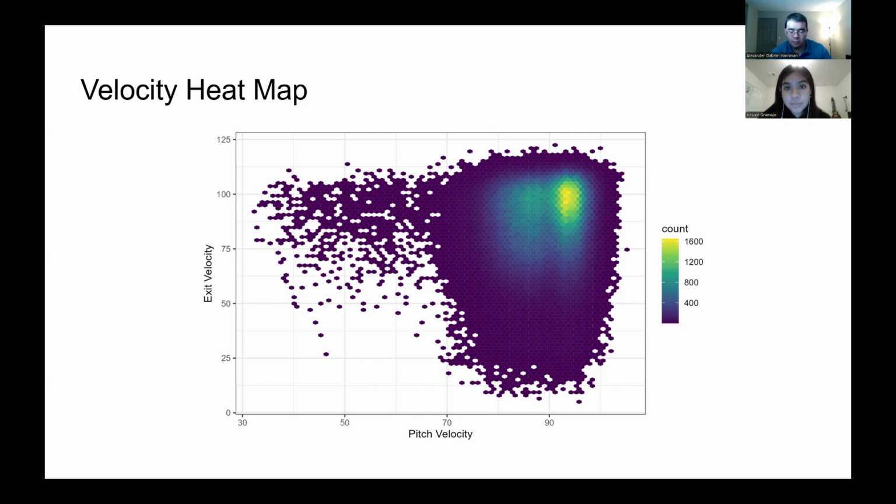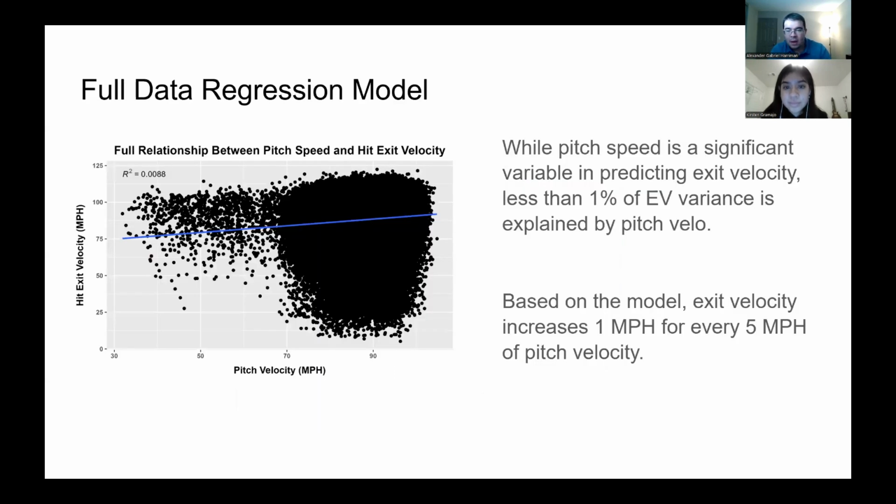With this data, we ran a regression on the results, which came up with this. Now, pitch speed was a significant variable in predicting that exit velocity, but not with a significant amount of variance explained. The R squared was less than 0.01, which suggests that less than 1% of the variance was explained just by velocity. And I think the wide range of exit velocities with those 70 to 90, 100-mile-an-hour pitches really plays a lot of noise here.